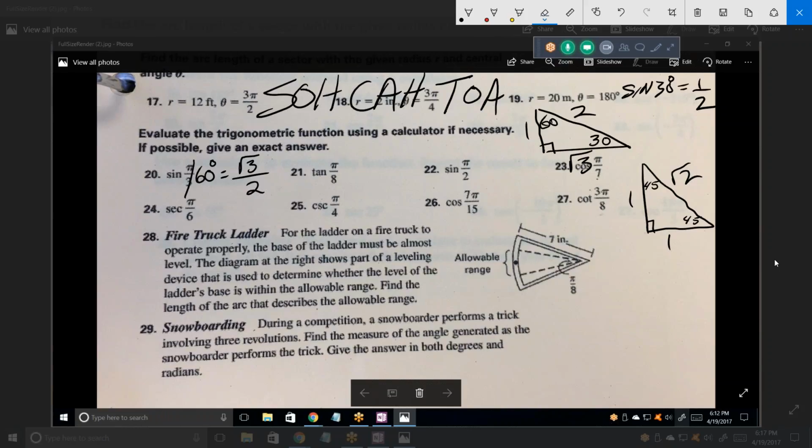All right. Number 21, tangent of pi over 8. Well, pi over 4 was 45 degrees, right? So pi over 8 must be 22.5 degrees. Now, that one is not in our triangles, so that one you need to use your calculator.